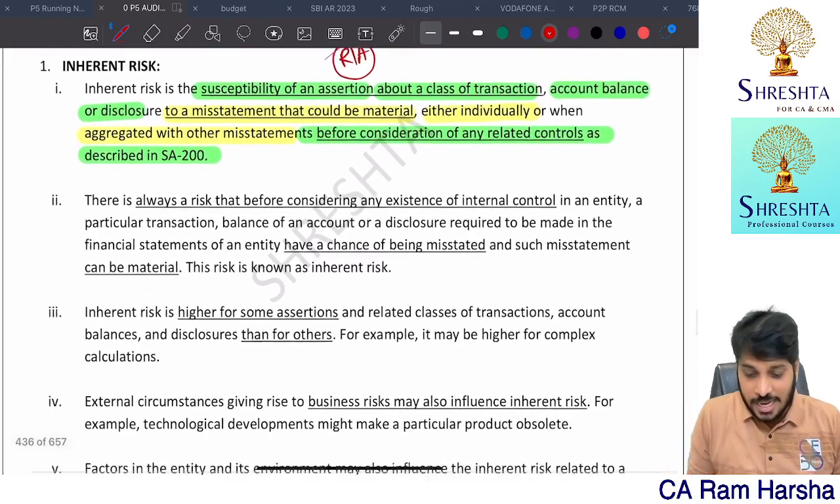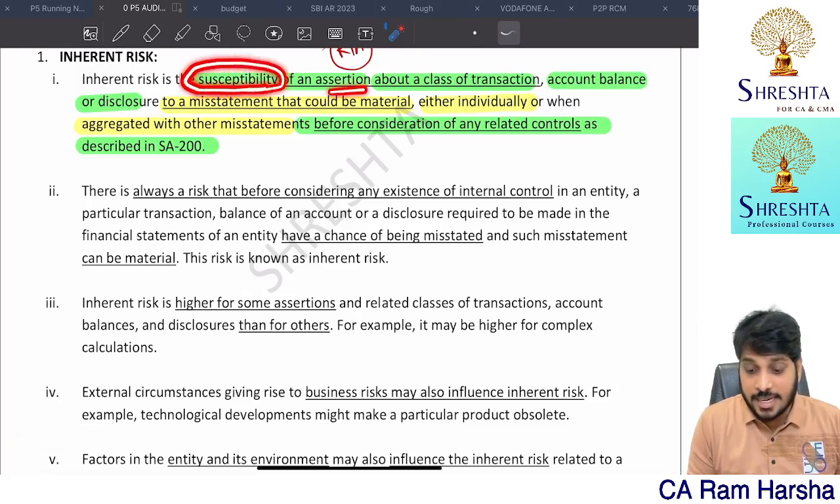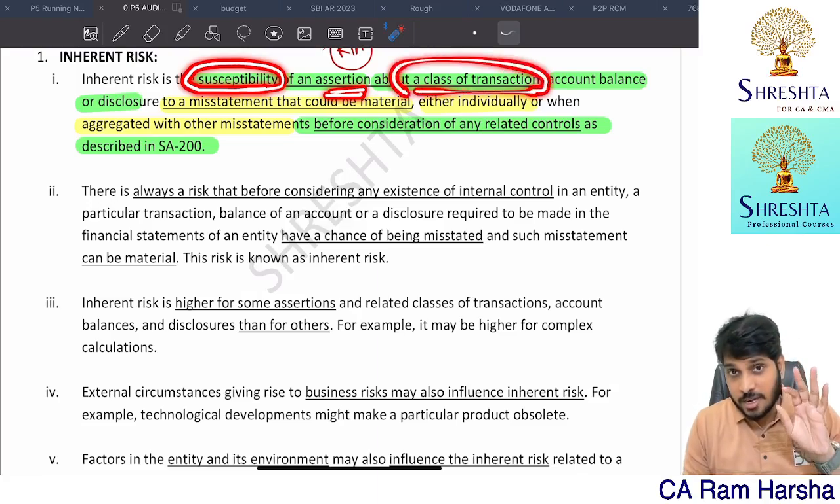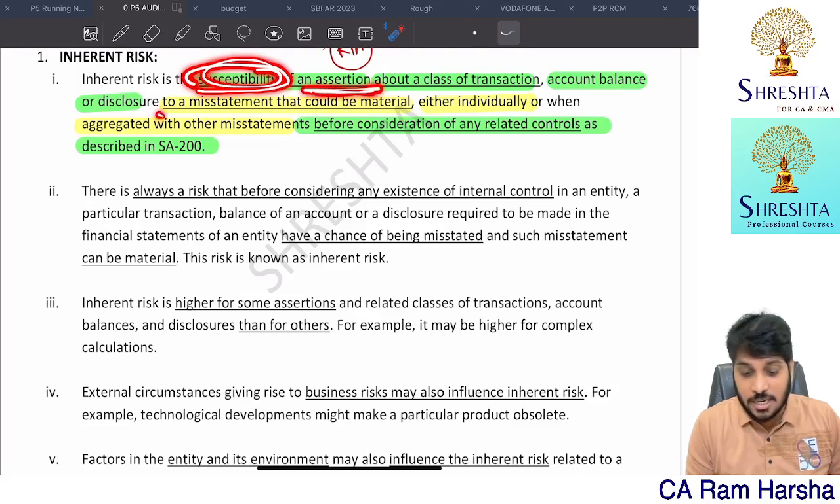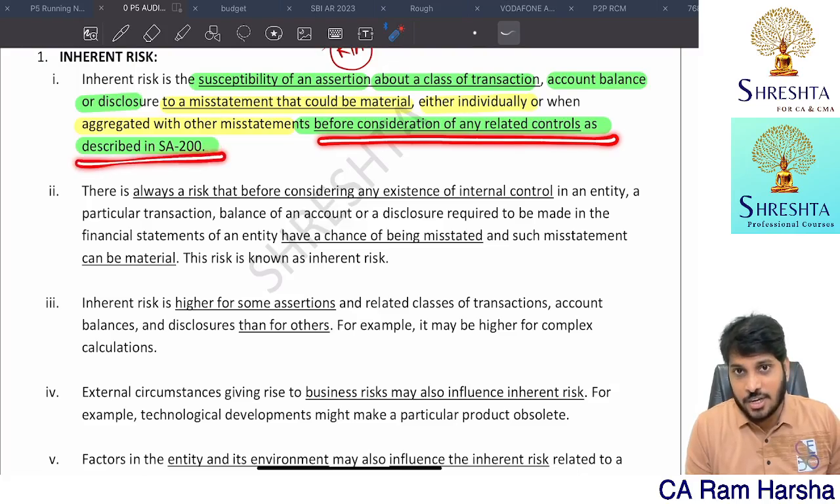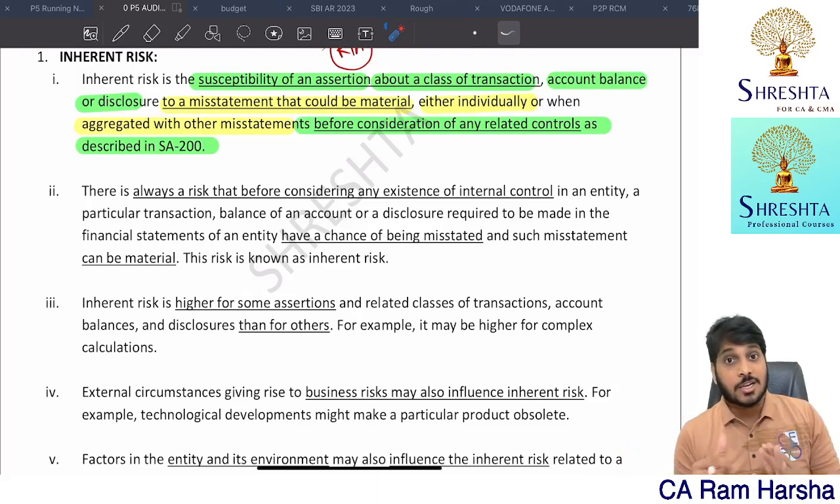Getting it? So inherent risk is the susceptibility, the possibility that an assertion about a class of transaction, it may be money, it may be number of units, it may be value, or about the transaction itself, or account balance, is susceptible to a misstatement before considering related controls. Before you take into account any controls, how many ways can mistakes happen? Try to do that risk assessment.